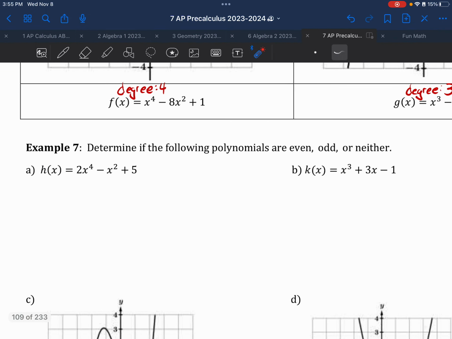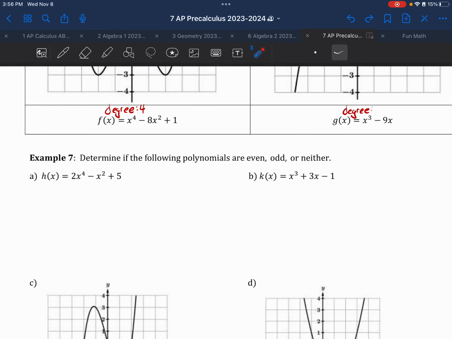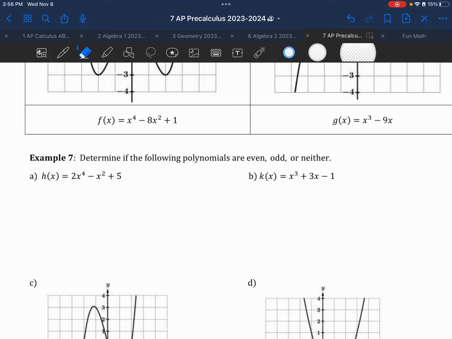Example 7, determine if the following polynomials are odd, even, or neither. Okay, well, I can just look at that number. Oh, I cannot look at that number, can I? I am a liar. I totally misspoke up here. That sometimes is true, but it's not always true. Please, oh, I wish I could edit that out. I am a liar. Please ignore that. Because right here, I was assuming that we had no middle term. If you do have a middle term, you aren't sure.